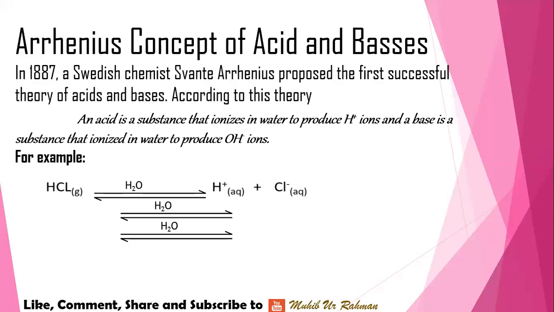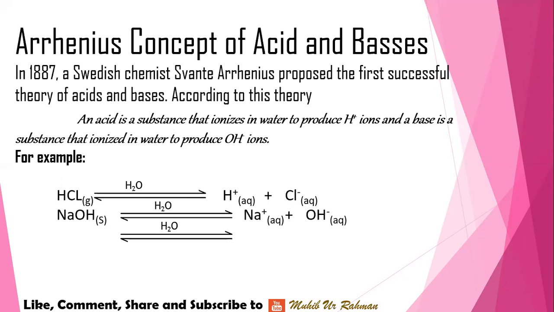Let's see some examples. HCl is an acid, hydrochloric acid. When it is dissolved in water, it produces H positive and Cl negative. So H positive indicates that HCl is an acid according to the Arrhenius concept. Similarly, NaOH, sodium hydroxide, is a base. When it is dissolved in water, it produces OH negative ions. So NaOH is a base. Similarly, HNO3, nitric acid, is also an acid because when it dissolves in water, it produces H positive ions. So all these are acids and bases according to the ions produced in aqueous solution, according to Arrhenius.